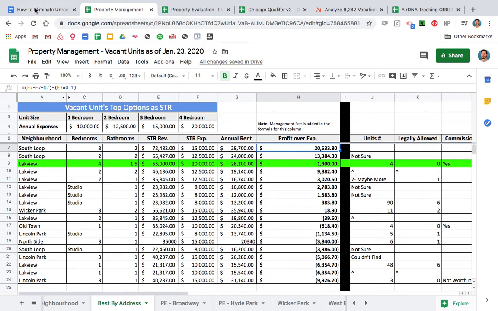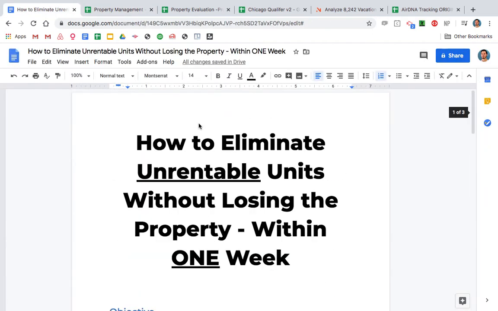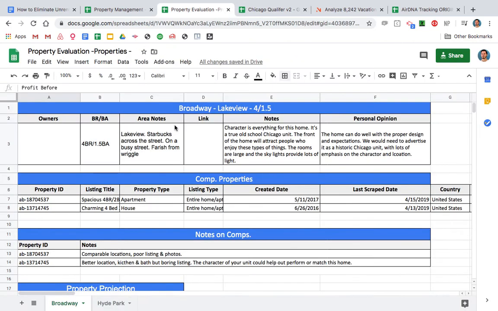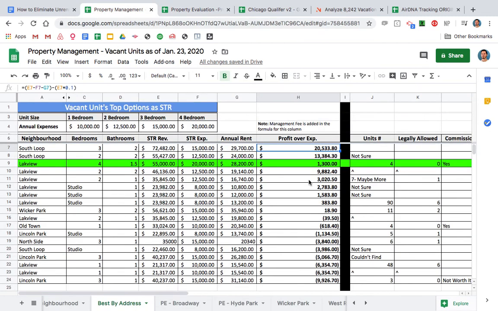We're not actually talking about gold mine properties though. We're talking about unrentable units, units that are difficult to rent, difficult to keep rented. But I'm just showing you that in this scenario. I'll make another video about gold mine properties on another day. But what I want to look at here is actually this property right here. So we're in Lakeview. We got a 4-bedroom, 1.5 bath.